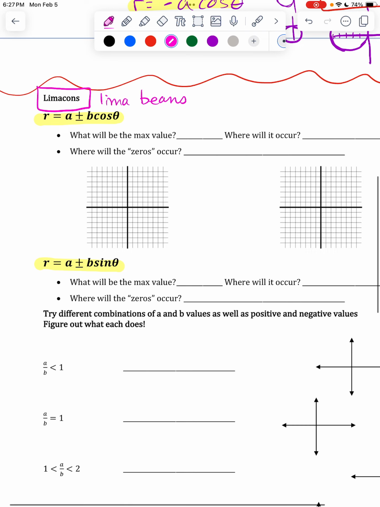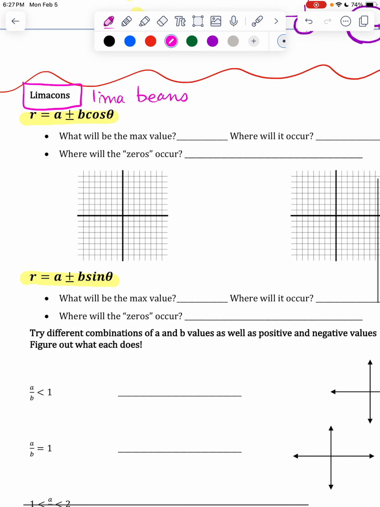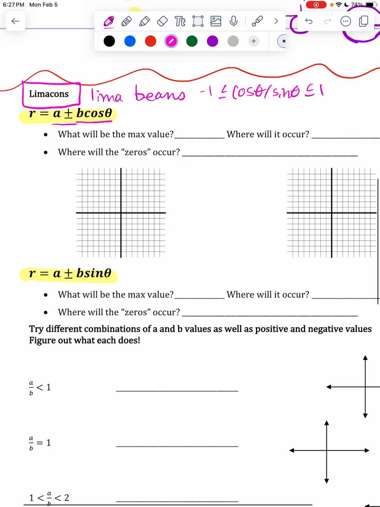Anyway, limacon is going to be a different shape, and this one's more complex, but it does have some similarities to what we just talked about. It is still true that both cosine and sine are going to stay within their limits of 1 to negative 1. But now, not only is it getting multiplied by something, there's an additional something getting added or subtracted to it. So it becomes a little bit more fluid in terms of how big it can get.